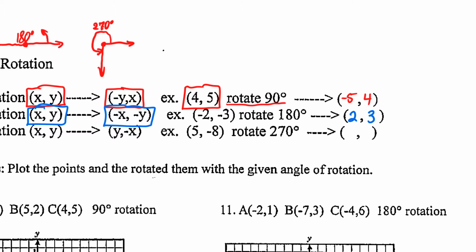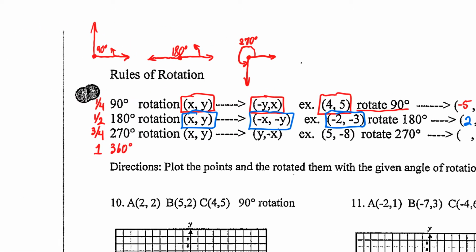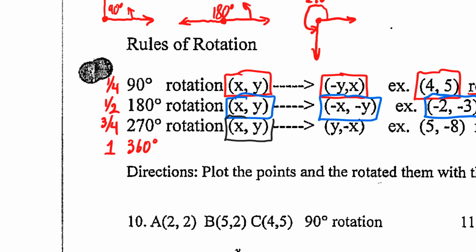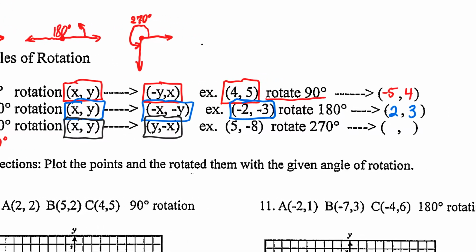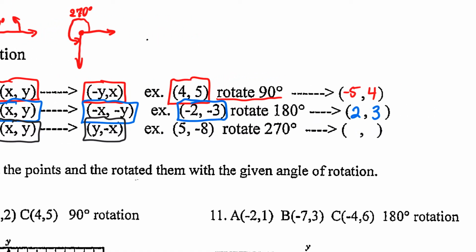And we are going to practice this in just a second. I'm just giving you the rules right here. And then on a 270-degree rotation, the (x, y) turns into (y, negative x). You change the sign on the x and then flip them on this one. Okay? So on this one, we change the sign on the x and then flip them.